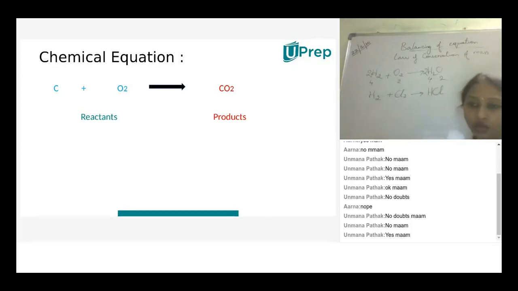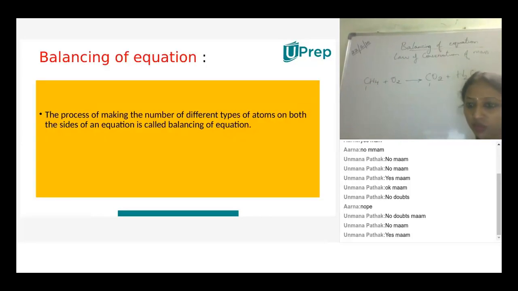How many hydrogens are here? 2. Here how many hydrogens are there? 1. So to balance, what do I need to do? Add at the prefix 2. Here 2 hydrogens, 2 into 1, 2. Here chlorines, how many? 2. Here this 2 belongs to both hydrogen and chlorine. 2 into 1, 2. So all are balanced? Yes, ma'am. Children? So here how many carbons are there? 1. Here how many carbons are there? 1. Both are balanced? Yes, ma'am. Yes, both are balanced.